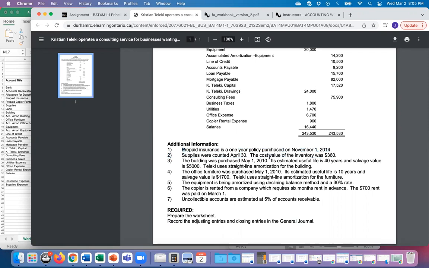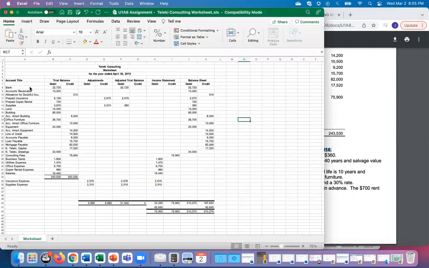number one, prepaid insurance is a 1-year policy purchased on November 1st, 2014. So really what we need to do is go to the workbook, identify where we recorded that information. So we have our prepaid insurance line here, right? And so our adjustment was a credit of $2,575 to the prepaid insurance account. And then our other account that was affected by this transaction was the insurance expense account, which we have down here.